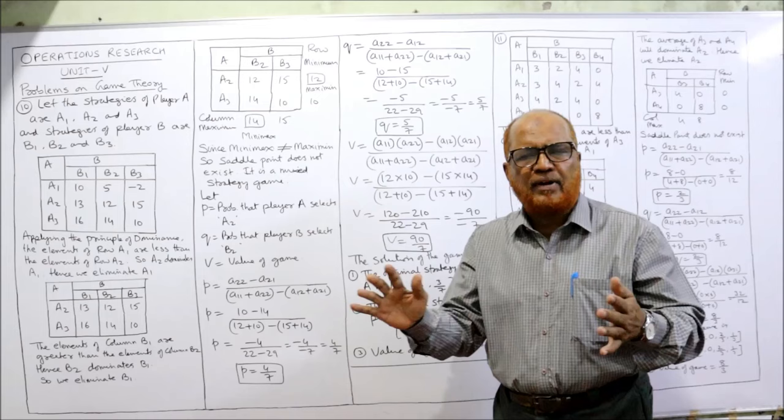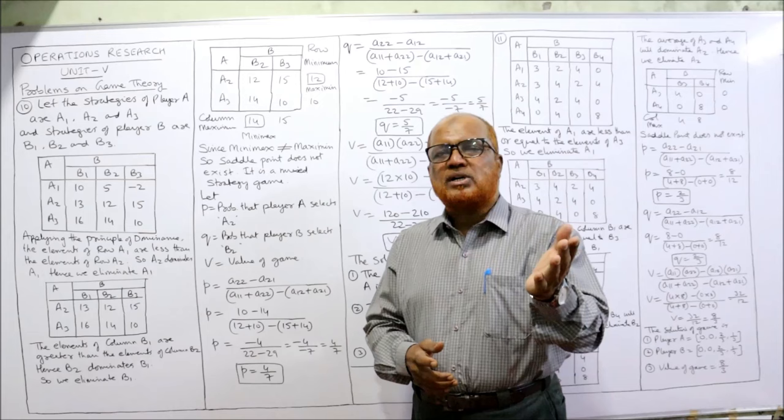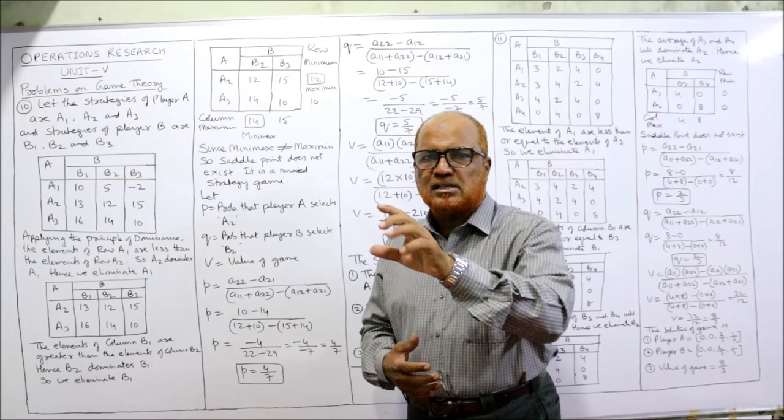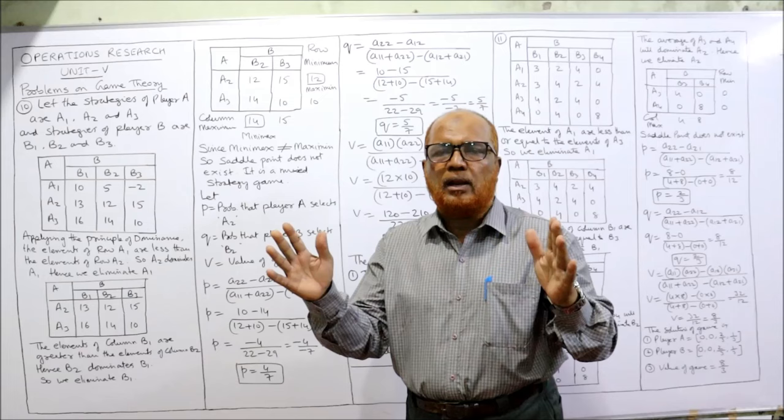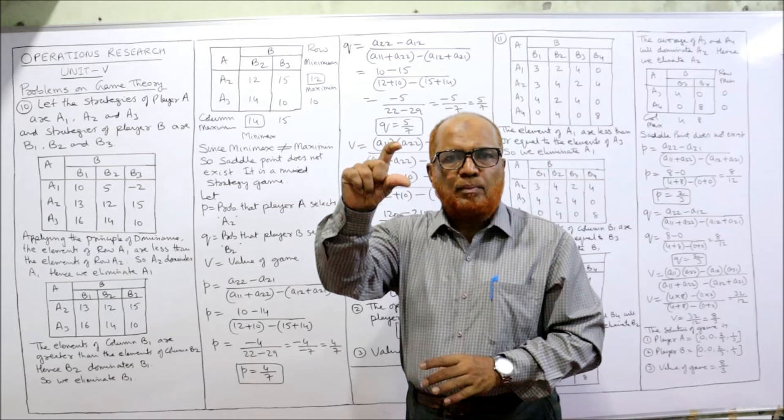So two types of games are there, pure strategy and mixed strategy. A pure strategy game will exist whenever a saddle point exists, when maximin equals minimax. But if maximin and minimax are not equal, the saddle point does not exist, and it is a mixed strategy game. There we reduce the matrix to 2x2 form and then find out the probabilities.